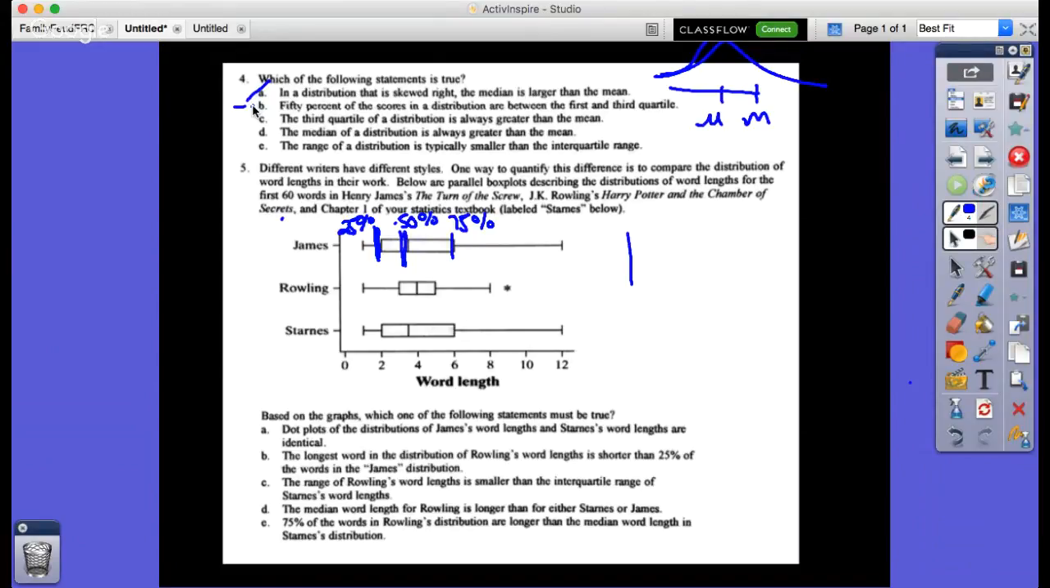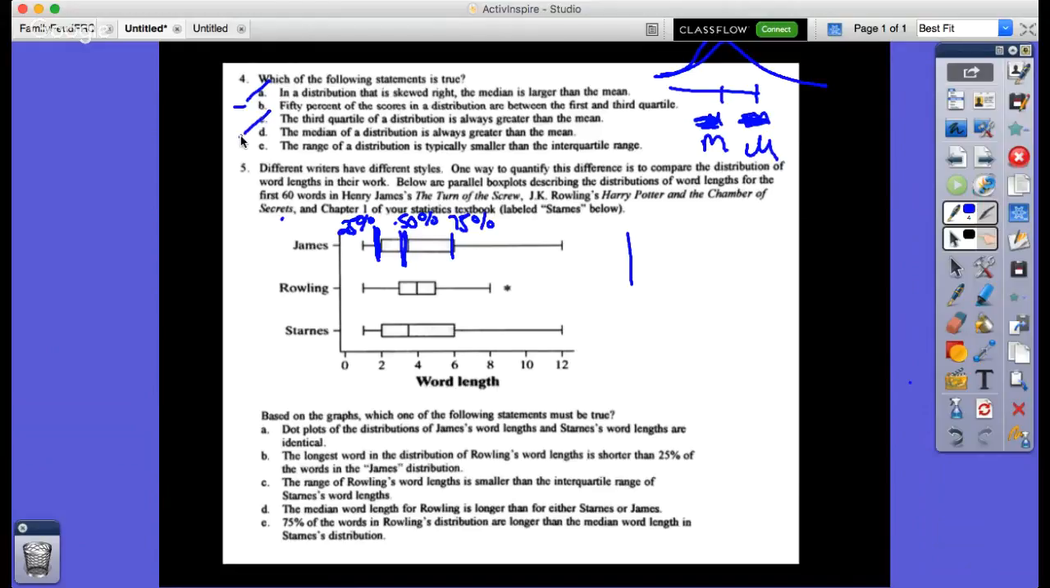C says the third quartile of a distribution is always greater than the mean. Is that true? Not the median. Correct, the median, but not the mean, right? Because in this case, these actually should be flip-flops. Could it be that there's so many outliers out here that, yes, Q3 may be there, but the mean still could be larger than that? That's true, right? A box plot does not have the mean on it. Can't find the mean unless it's given or they give us the data that's associated with it.